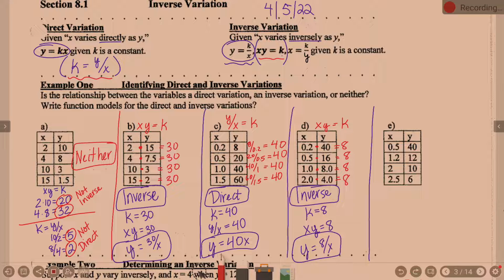What about dividing? 40 divided by 0.5 is going to be what? 80? And 12 divided by 1.2 is going to be 10. It's not working, is it? So if my numbers aren't multiplying nor dividing, we're going to say neither.